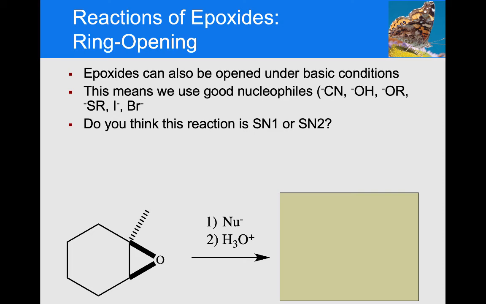So these are going to involve reactions with CN minus or OH minus, OR minus, SR minus, I minus, Br minus. Now, because I'm going to be using a good nucleophile here, we're just going to abbreviate all of those good nucleophiles with Nu minus. I have a good nucleophile here, right? And what we're going to think about is this reaction is either going to be SN1 or SN2, all right?